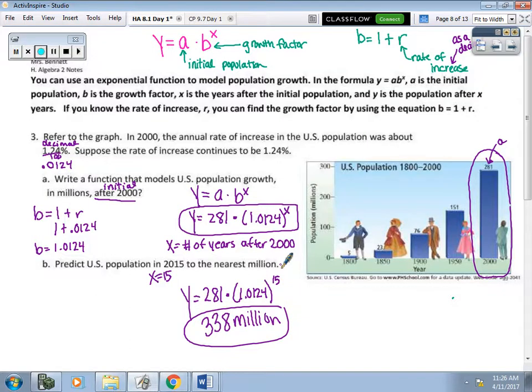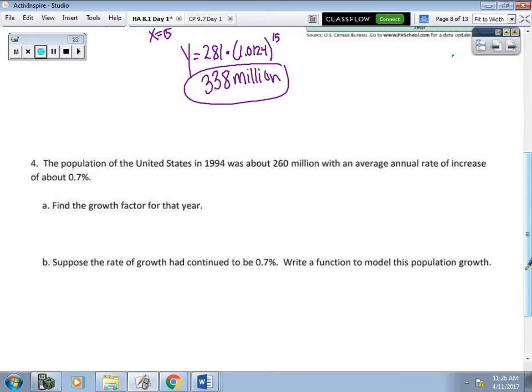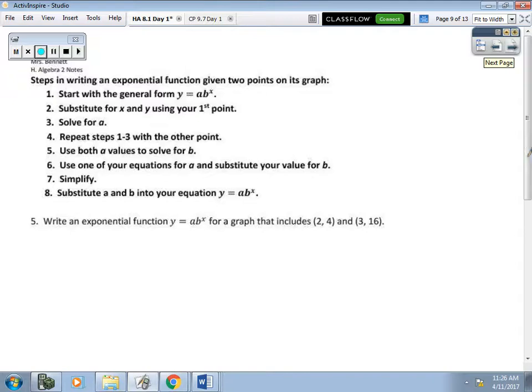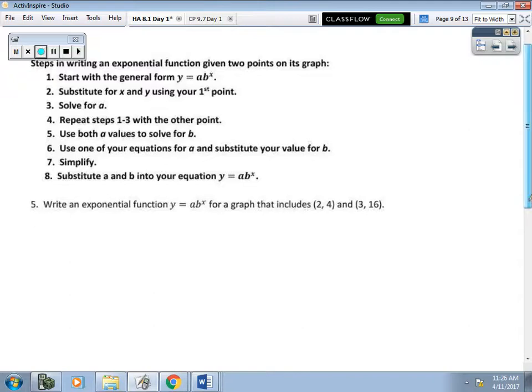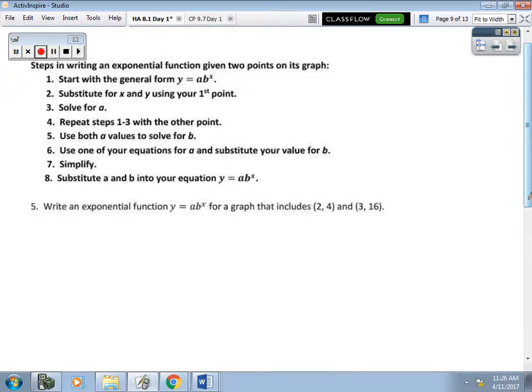All right, we'll skip over that next example because it's like the same thing. And we'll look at one of the last ones. And we can finish up the last few examples tomorrow if we need to. So the last one asks us to write an exponential function that includes these 2 points. So remember, both of the points are x, y's, because that's what points are.